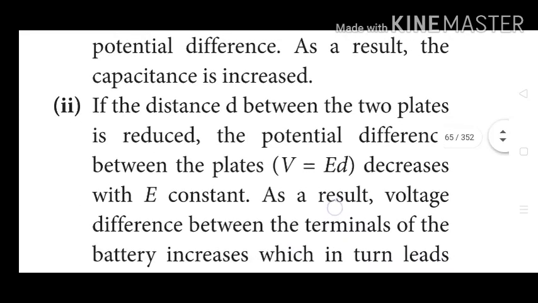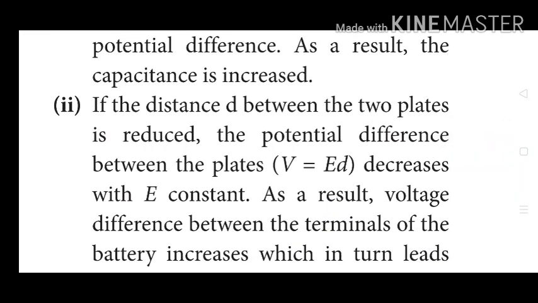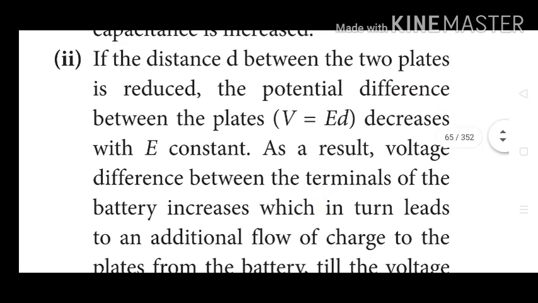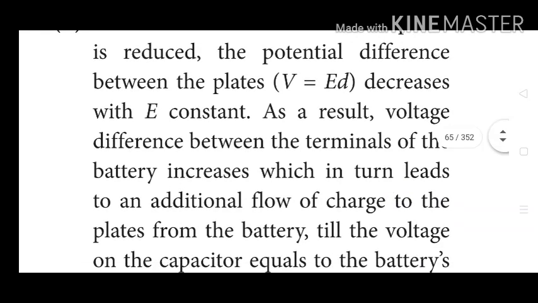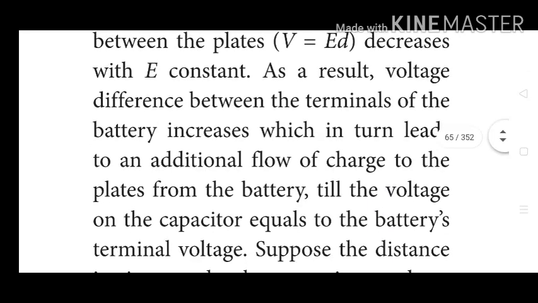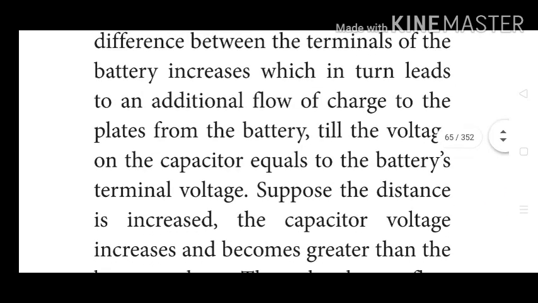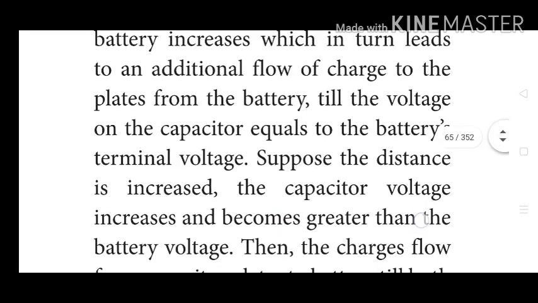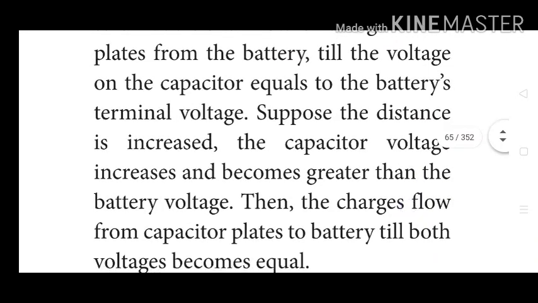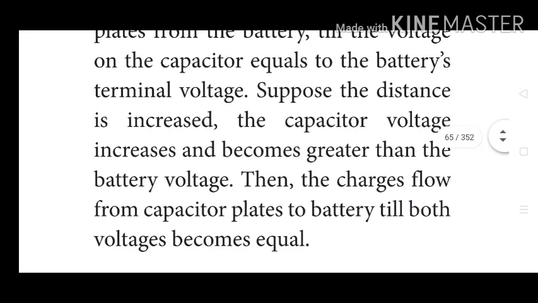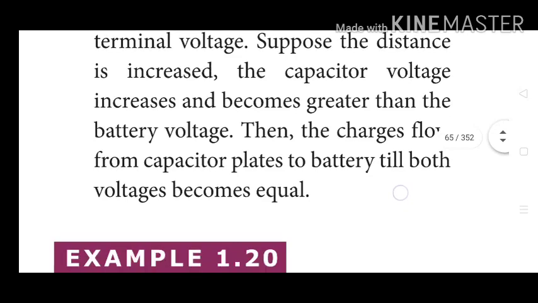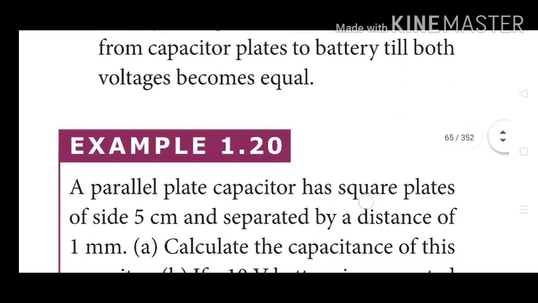If the distance d between the two plates is reduced, the potential difference between the plates, V is equal to Ed, decreases with E constant. As a result, the voltage difference with the terminal of the battery increases, which in turn leads to additional flow of charge to the plates from the battery till the voltage on the capacitor equals the battery's terminal voltage. Suppose the distance is increased, the capacitor voltage increases and becomes greater than the battery voltage. Then charge flows from the capacitor plates to the battery till both voltages become equal.